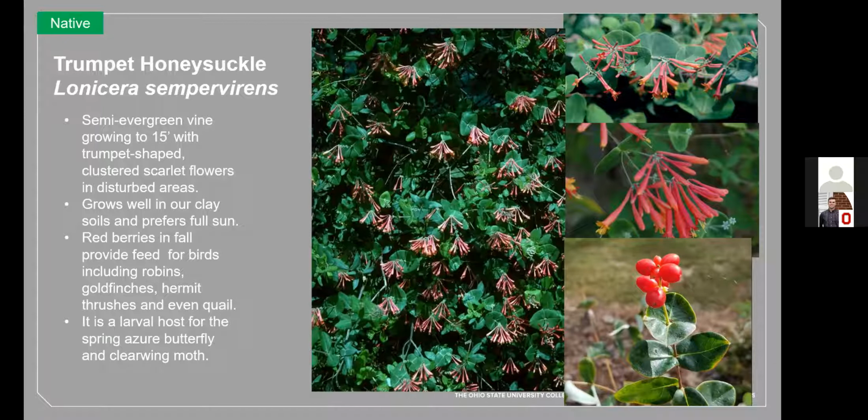Small, deep red berries follow flowering and mature in the fall. The flowers are visited by hummingbirds and long-tongued pollinators like the sphinx moth. The plant is a host plant for the spring azure butterfly and bees that can fit in the trumpet flower. It grows to 10 to 15 feet and can easily be controlled by pruning, making it a good neighbor in the landscape.